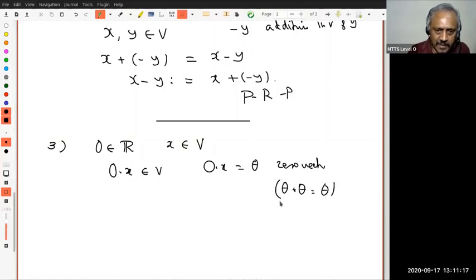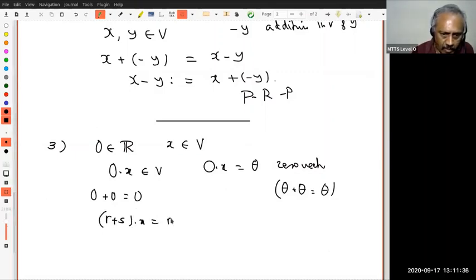You understand? Now, what is 0 plus 0? That is 0. These are real numbers, right? Now, remember, one of the properties of a vector space is (r plus s) times x equals rx plus sx. Here r plus s is addition of two scalars and times x is a scalar multiple of x by the scalar r plus s. This is scalar multiple of r times x and s times x. This is a vector addition. Make sure you understand all those things.